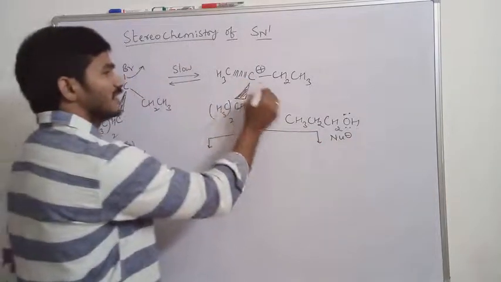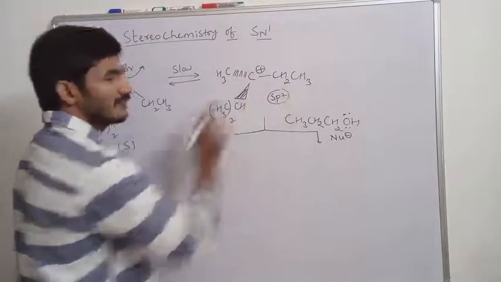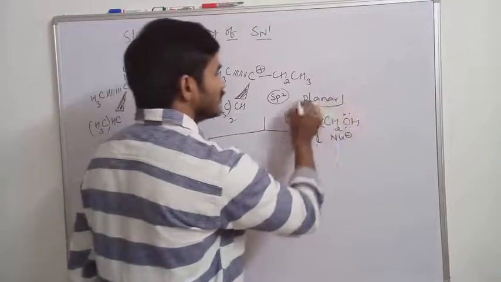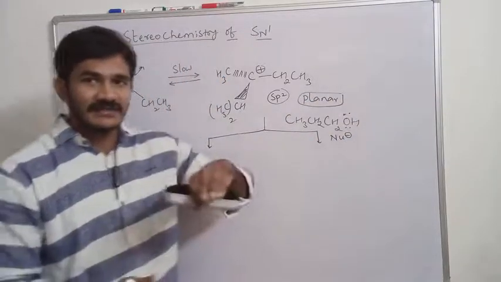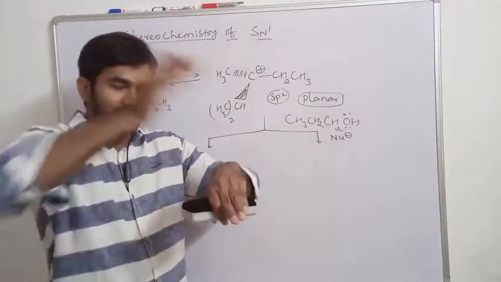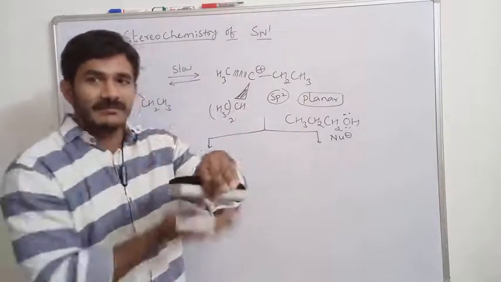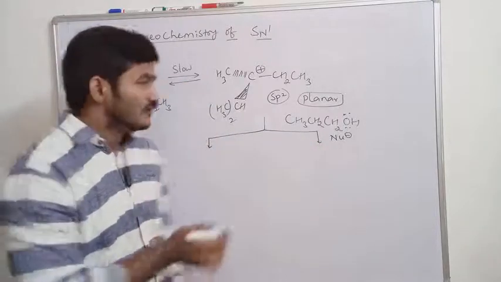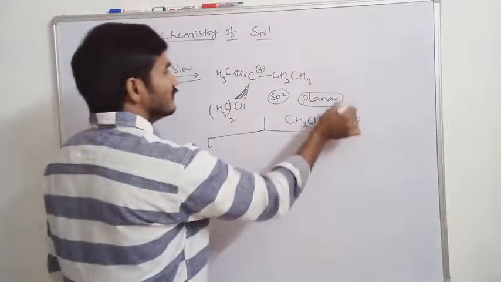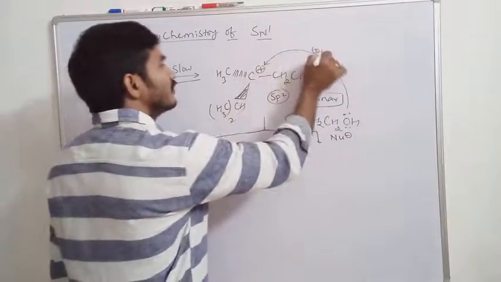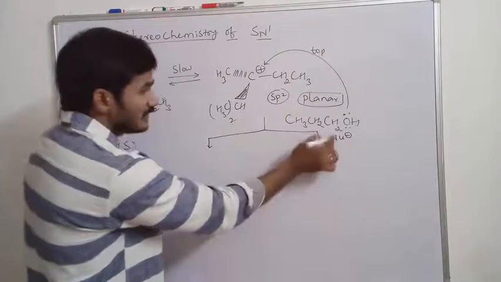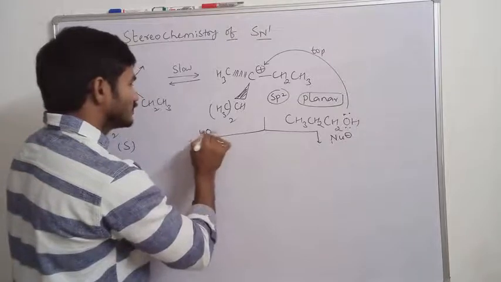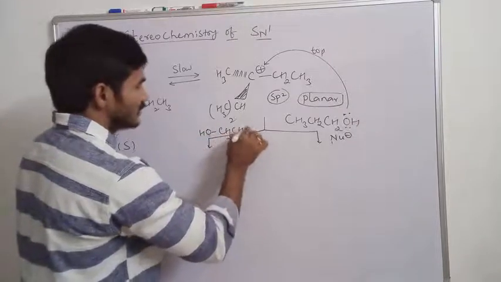Here, the carbocation hybridization is sp2, because carbocations are sp2 hybridized and have a planar structure. This is in the plane. When this is in the plane, the nucleophile can attack from the front side, meaning from the top, and from the bottom also. So both types of attack are possible from the nucleophile. If the nucleophile attacks from the front side, meaning from the top, we get one product here. If the nucleophile attacks from the back side, the same nucleophile I will take here, OH, CH2, CH2, CH3.